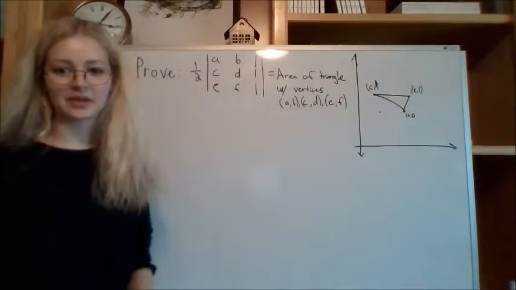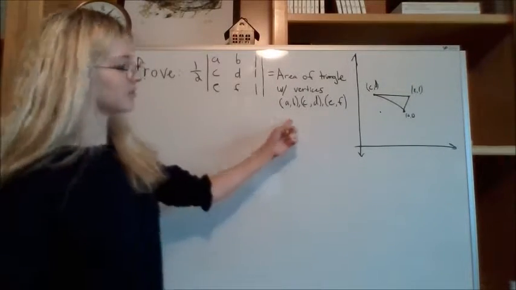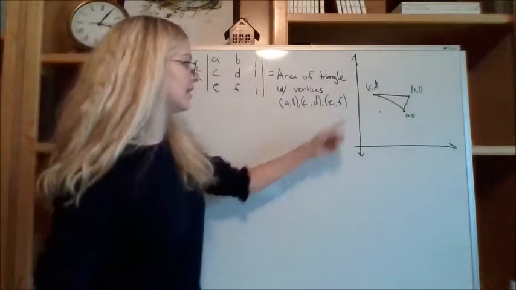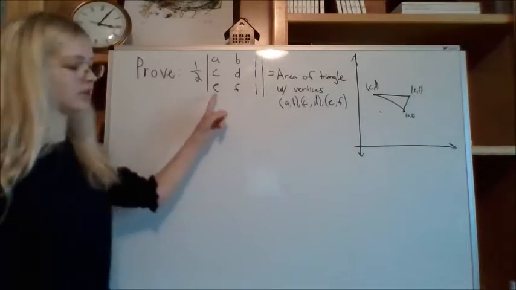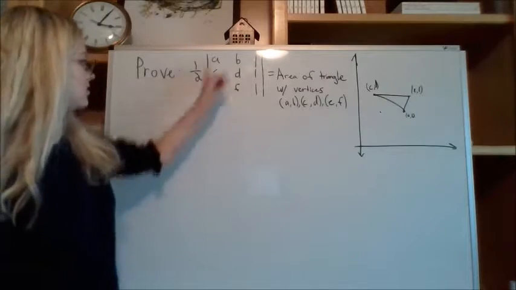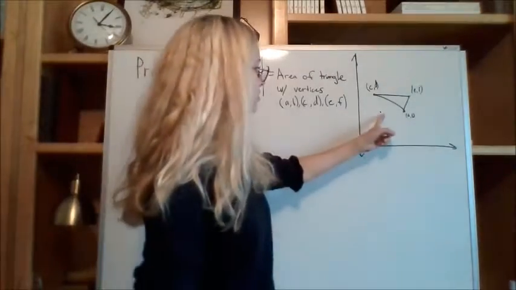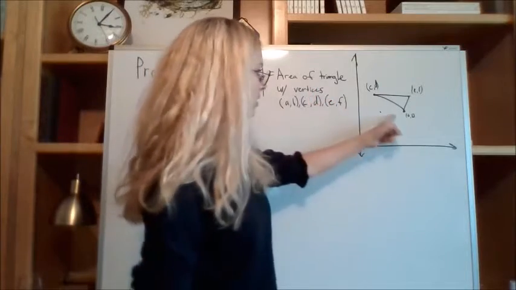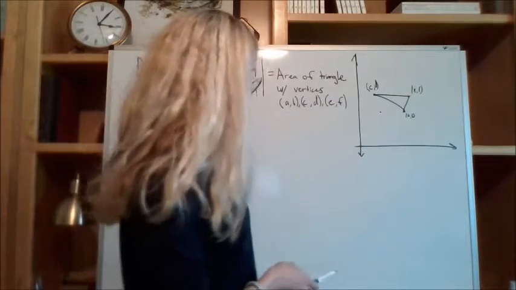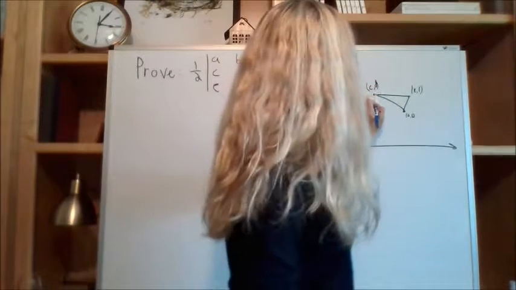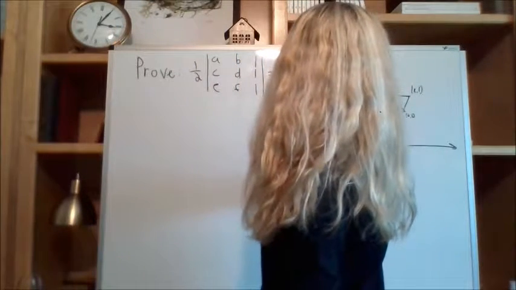Hi, so today we're going to prove that the area of a triangle with vertices A, B, C, D, and E, F is equal to the determinant of this matrix times 1/2. So right here we have our triangle with our vertices labeled. And so basically what we want to do is draw around this triangle a rectangle.